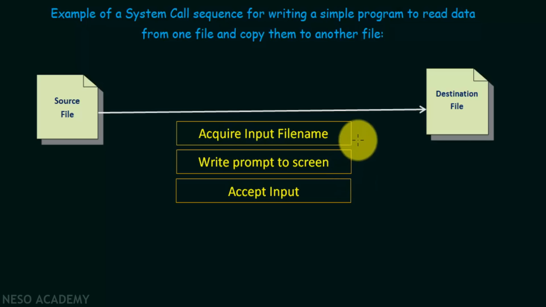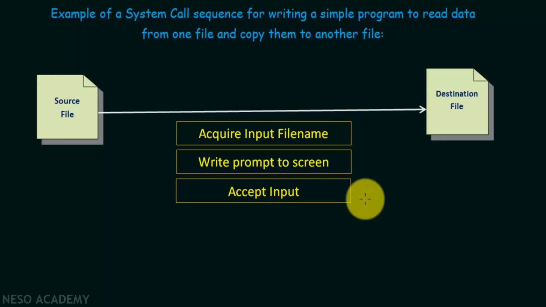Now let's start from the beginning again. We need to first acquire the input file name. So for doing that, there are two ways. One way is we can ask the user to enter the name of the input file. Otherwise, in the second option, we can display the files that we have in our system, and we can ask the user to browse through those files and select the input file using his mouse or other clicking or pointing devices. He can just select the files. So in either way, for acquiring the input file name and for writing the prompt to the screen, that means asking the user, please enter your input file name, and for accepting the input, we need system calls.